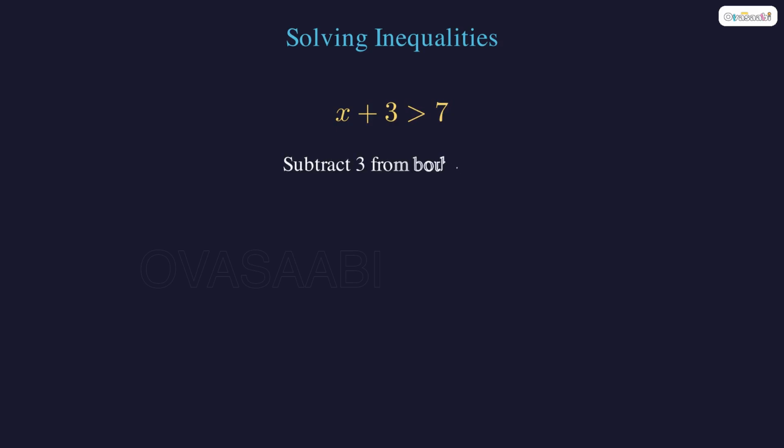We solve inequalities like equations. Subtract 3 from both sides. The inequality sign stays the same direction, so x is greater than 4.